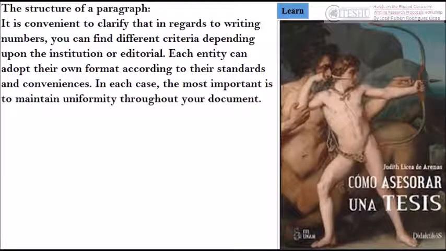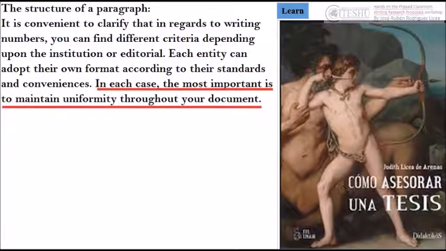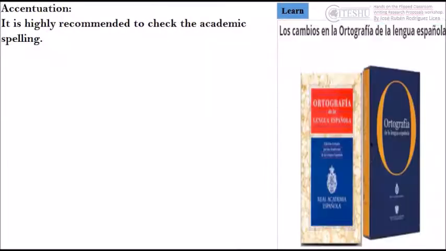The structure of a paragraph. It is convenient to clarify that in regards to writing numbers, you can find different criteria depending upon the institution or editorial. Each entity can adopt their own format according to their standards and conveniences. In each case, the most important thing is to maintain uniformity throughout your document. Accentuation. It is highly recommended to check the academic spelling.